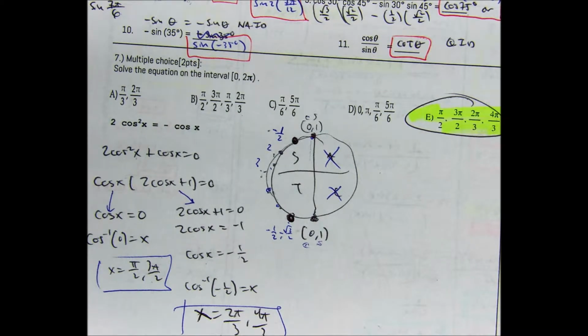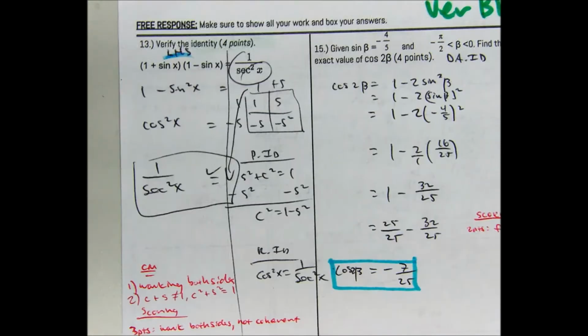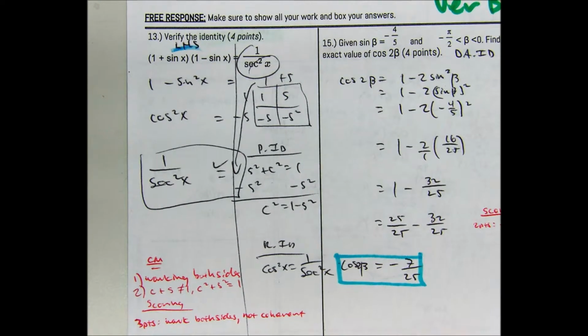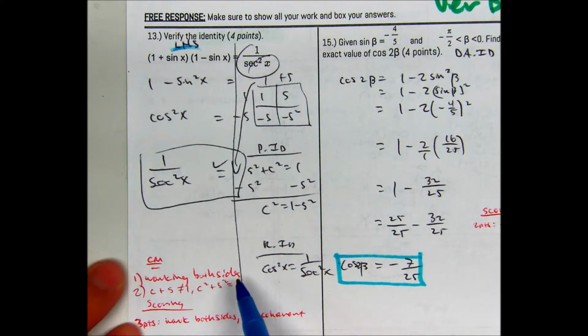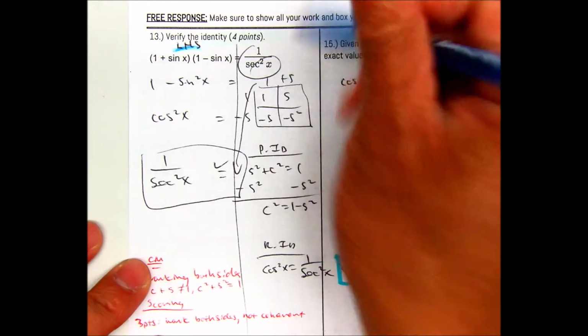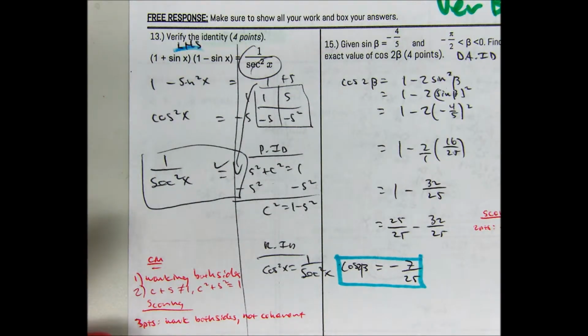Backside. Verify the identity. Verify means you only work on one side. A common mistake was working on both sides. Now, I did say you can kind of cheat to see what's happening, but really I was looking for your work on one side of the identity.